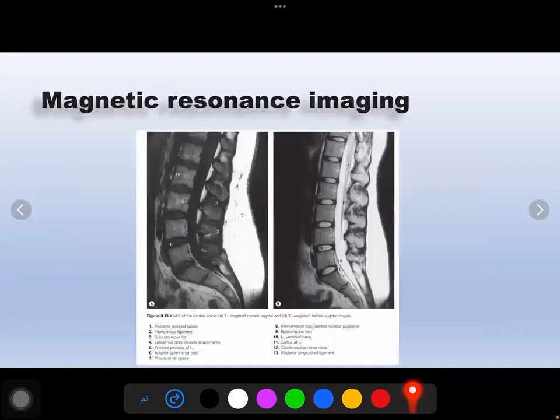By MRI, this is the vertebral body. This is the intervertebral disc space, and this is the spine. Between them, this is the interspinous ligament. MRI 2. This is the vertebral body, and this is the intervertebral disc space.